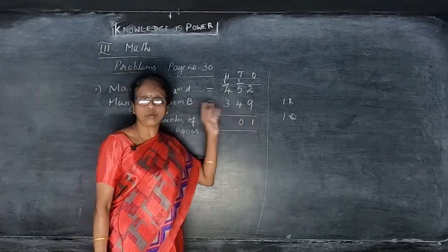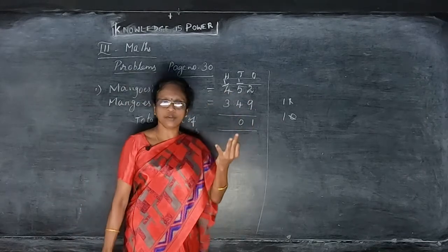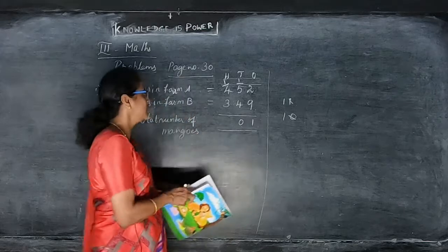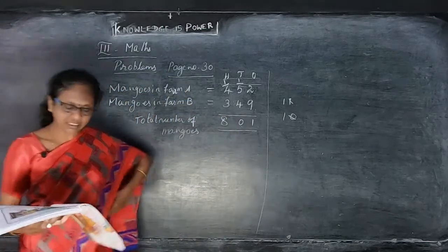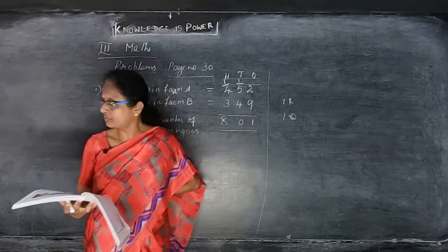What's the number here down? 3. So 5 is in the mind. So 3 fingers, 6, 7 and 8. So that gives you 8. This is the total number of mangoes is 801 mangoes.